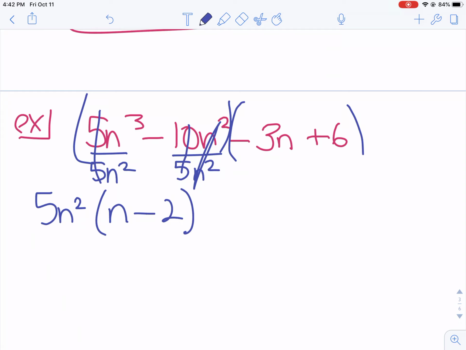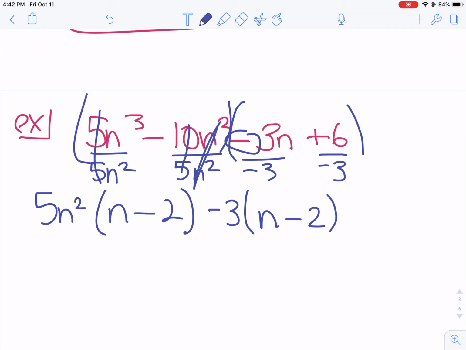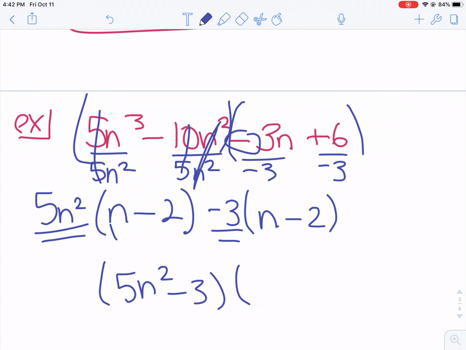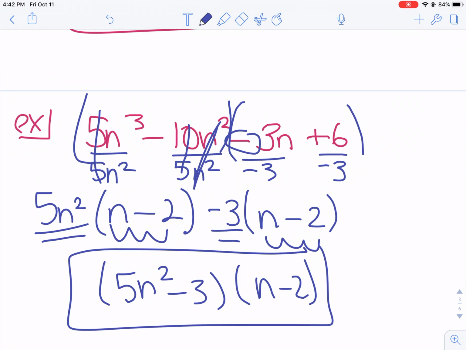On the 3 and the 6, I'm going to pull a 3 out. I pull a negative because my leading coefficient is negative. So I'm pulling a negative 3. That leaves me with n minus 2. So remember, what's on the outside becomes one answer. And in grouping, there should be a piece that always matches, and that becomes the other factor.